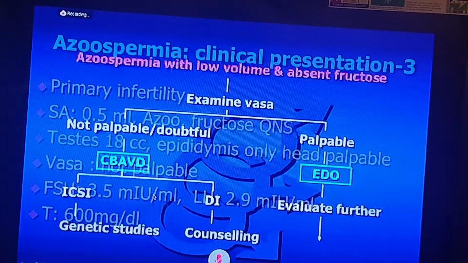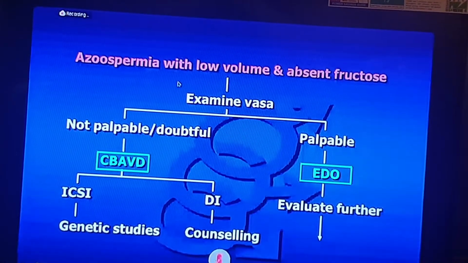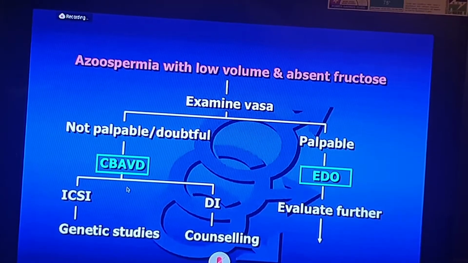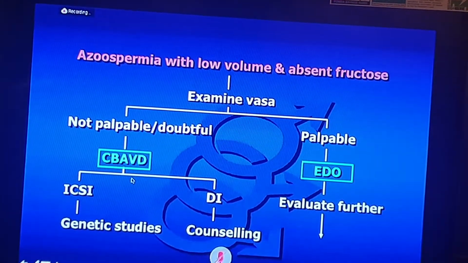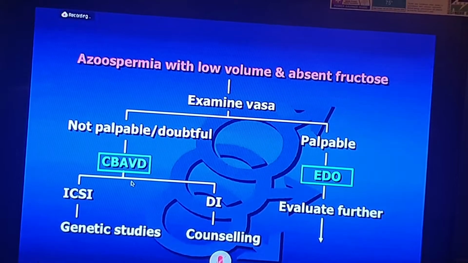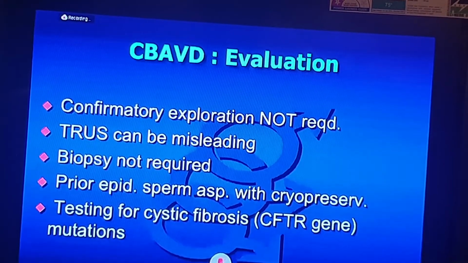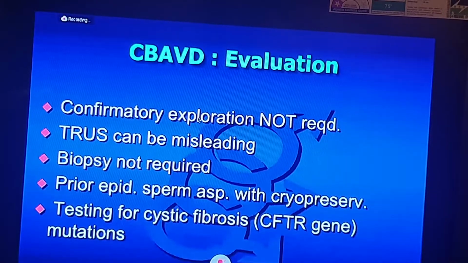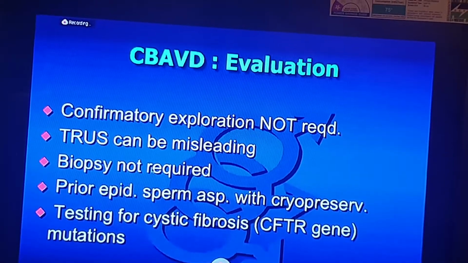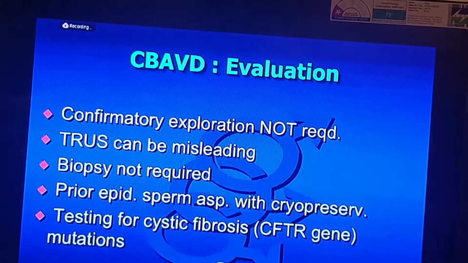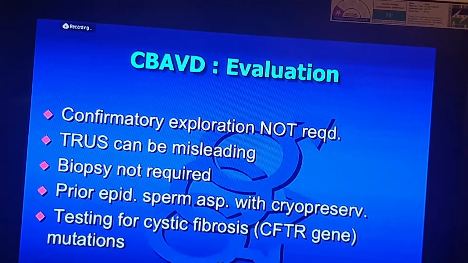If the vas is palpable, it's ejaculatory duct obstruction. If the vas is not palpable, it is congenital bilateral absence of the vasa deferentia. Most likely diagnosis will be CBAVD. You do not need exploration to establish that diagnosis. You do not need a biopsy to prove spermatogenesis, which is usually present. You will need genetic testing, not karyotype, not YQ deletion.